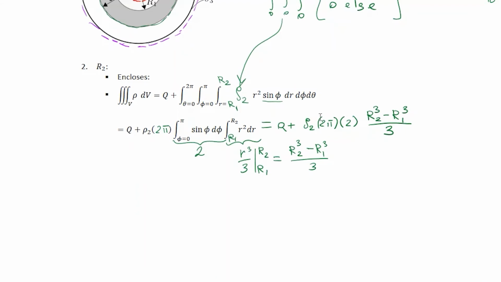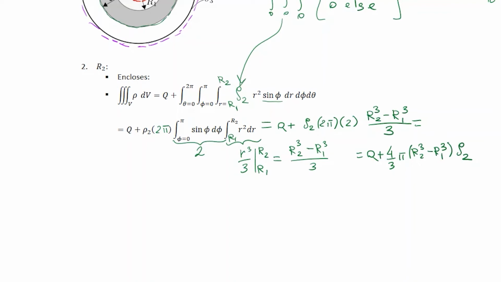Let's actually simplify this further. We get Q plus 4 pi over 3, so 4/3 pi, r2 cubed minus r1 cubed, times rho 2.